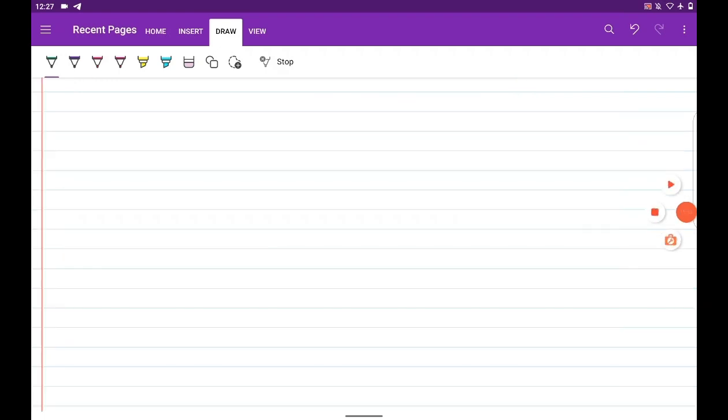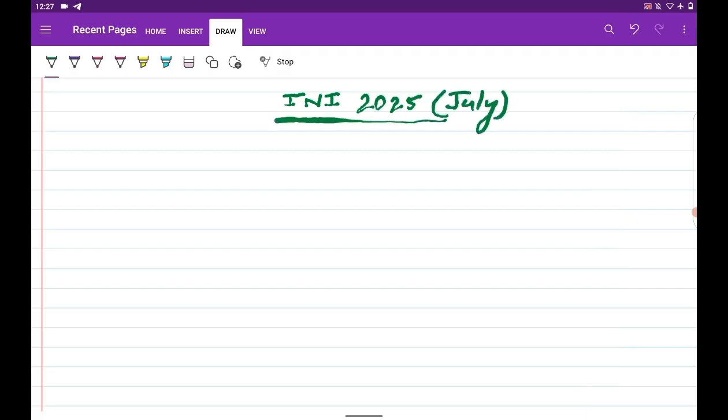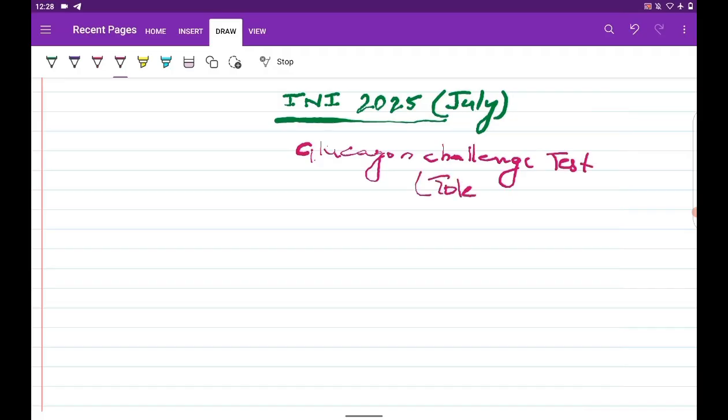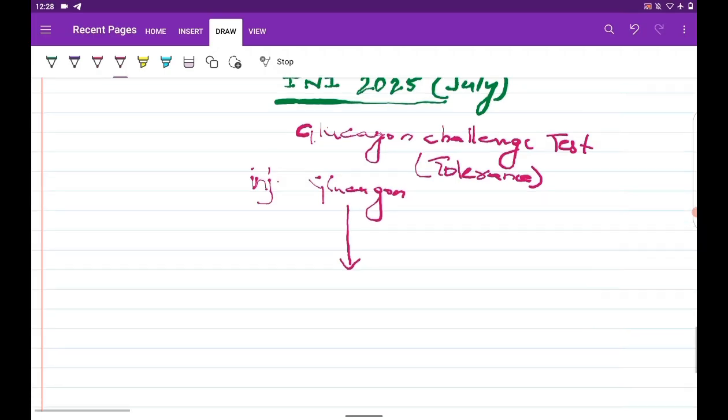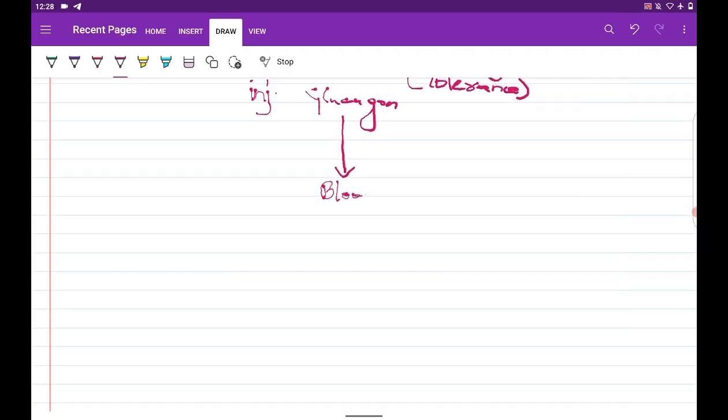Okay, now this year in INI, that is the 2025 July session, they asked one question about the glucagon challenge test, also known as the glucagon tolerance test. In this, we give an injection of glucagon and then we check the blood glucose level.